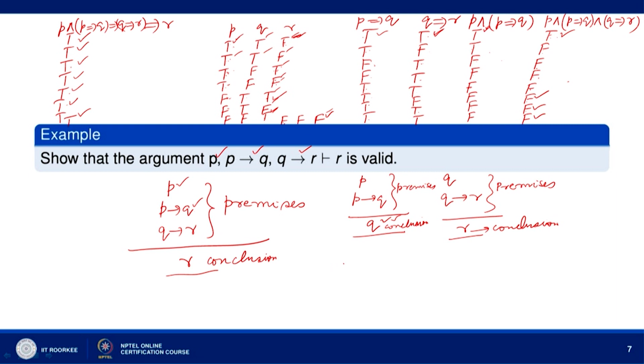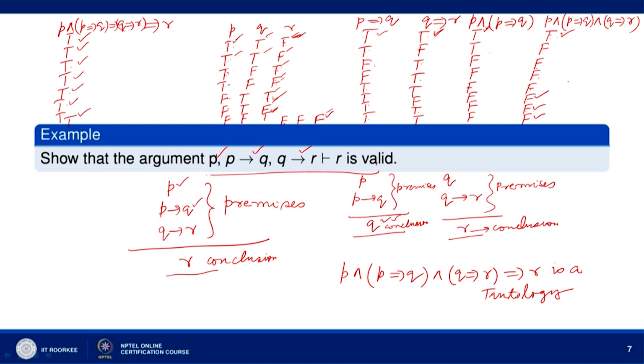P and P implies Q and Q implies R is a tautology. Okay. So, this argument is valid. This argument is valid. So, this is another way of proving that the argument P implies Q, Q implies R gives R is valid.